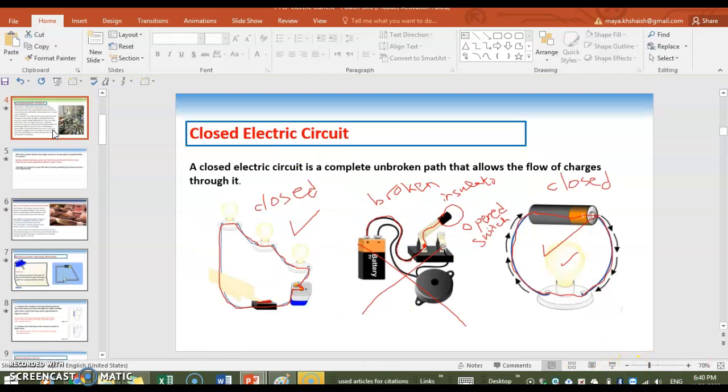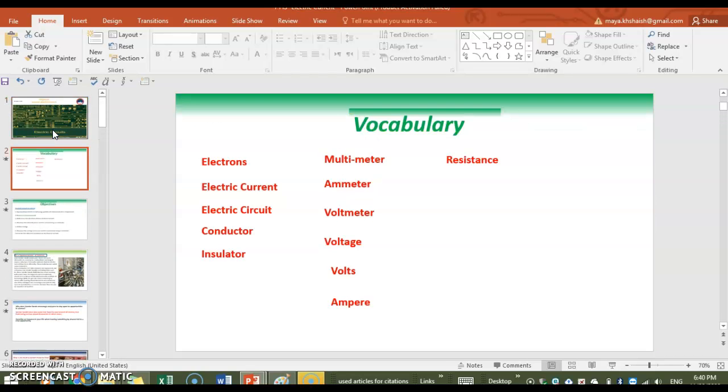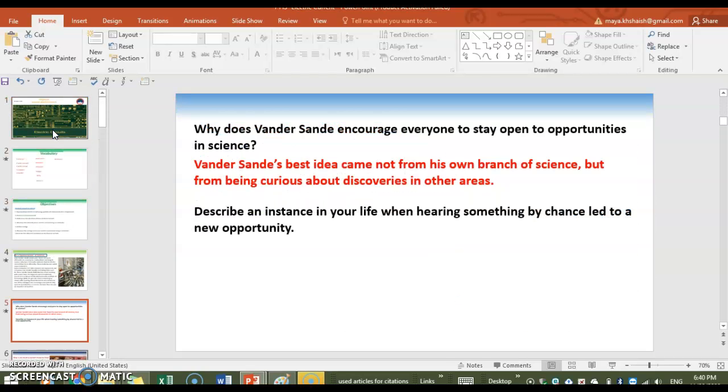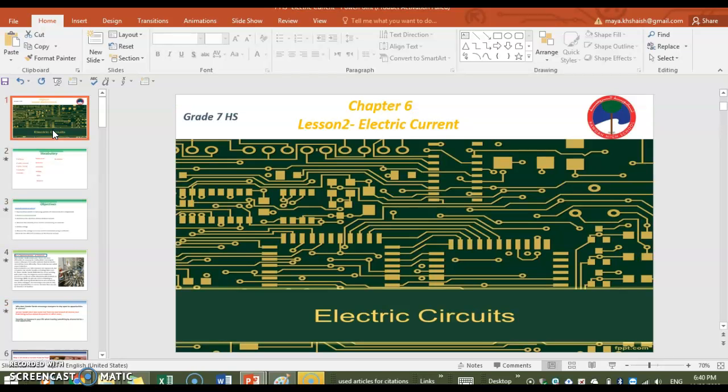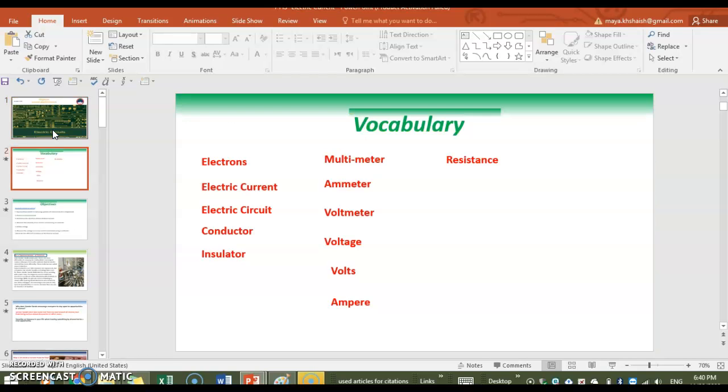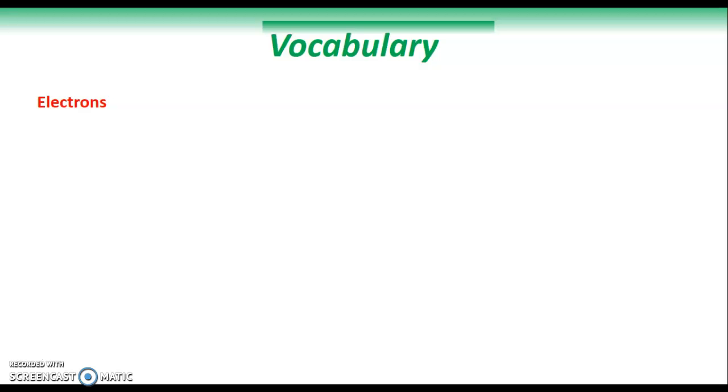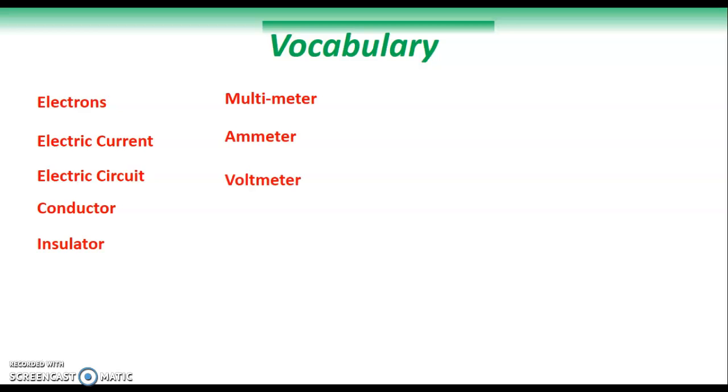Hello students, in this video I'm going to explain the definition of rate of current and the definition of a closed circuit. So for this lesson, which is entitled electric current, we're going to encounter the following terms, which are the electrons, electric current, electric circuit, conductor, insulator, multimeter, ammeter, voltmeter, voltage, volts, ampere, resistance.